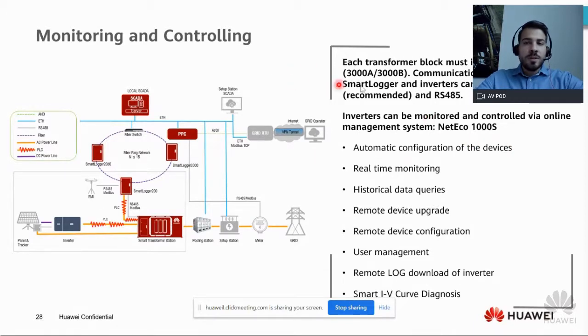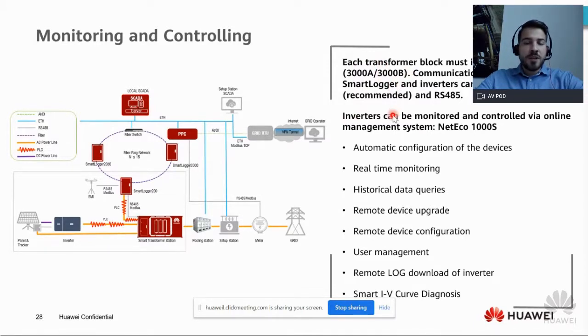At the moment, the smart logger 3000A and possibly the smart logger 2000 are available, but the smart logger 3000B will also come. In the past, we had the smart logger 1000A. So the replacement for the 1000A will be the 3000A, and for the 2000, the replacement will be the 3000B. So this is how it correlates.